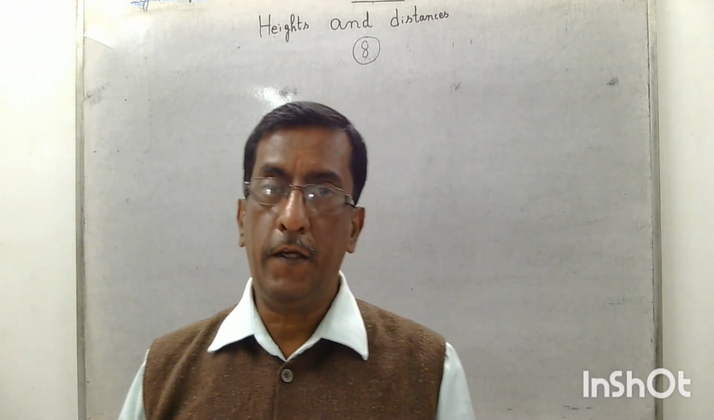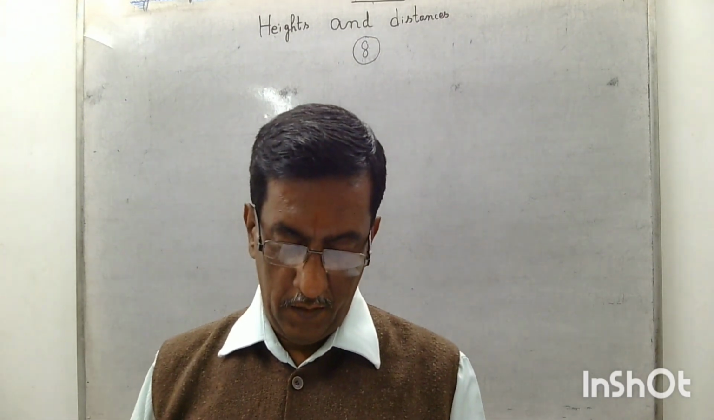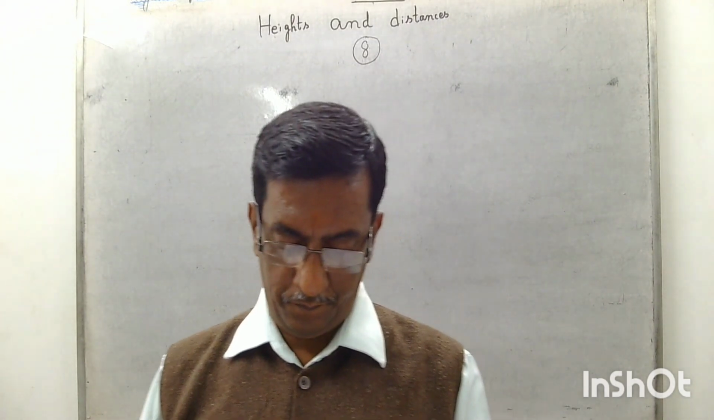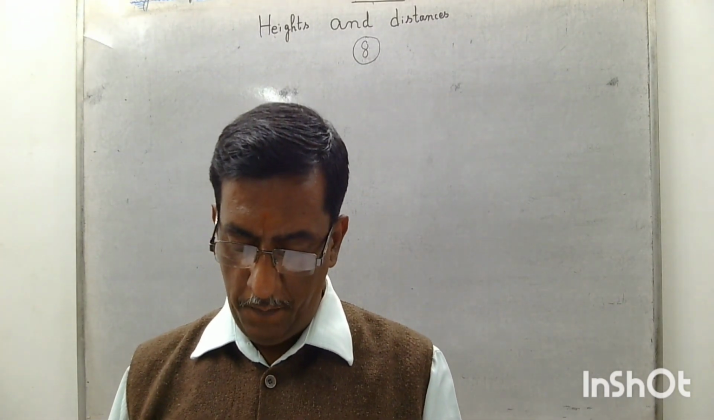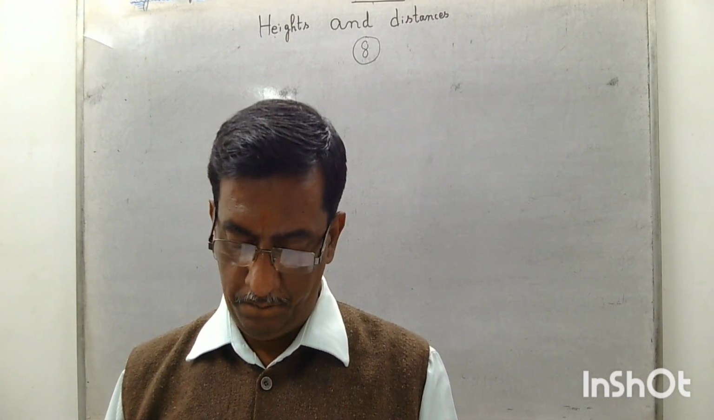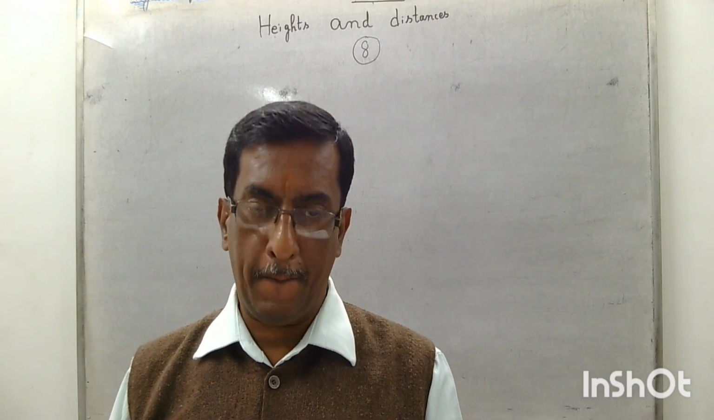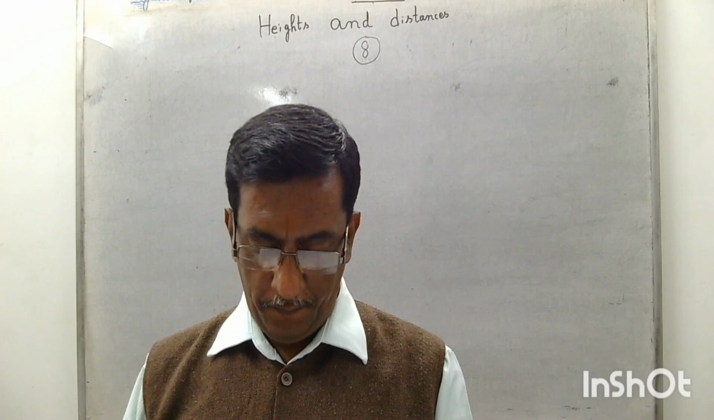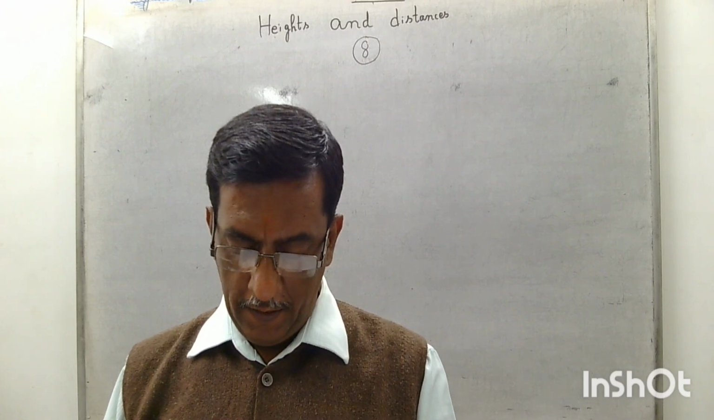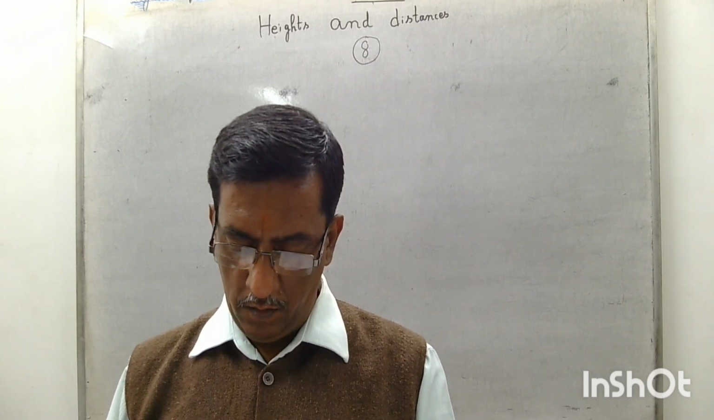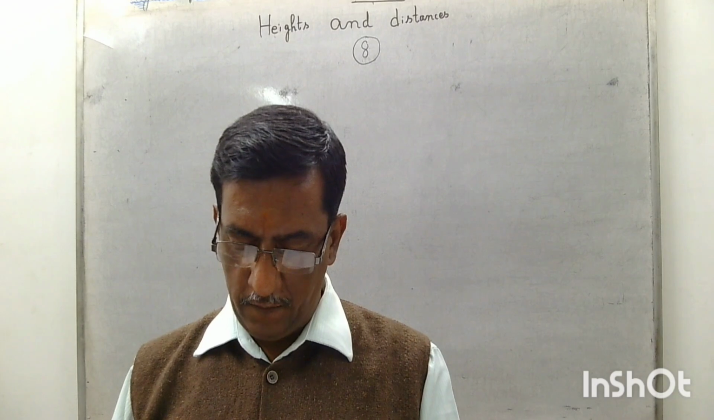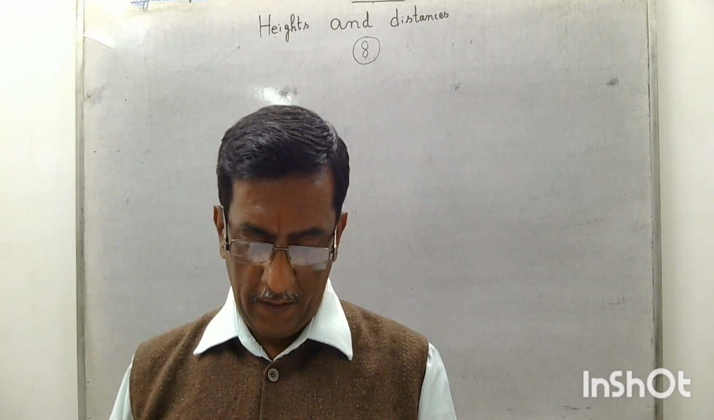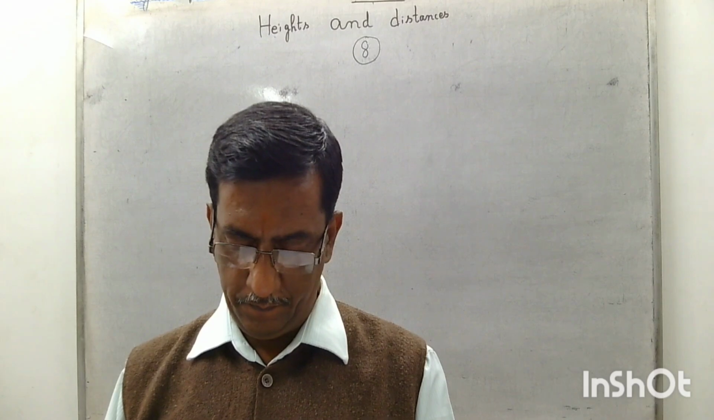A vertical tower stands on a horizontal plane and is surmounted by a flagstaff of height 7 meter. From a point on the plane, the angle of elevation of the bottom of the flagstaff is 30 degree and that of the top of the flagstaff is 45 degree.